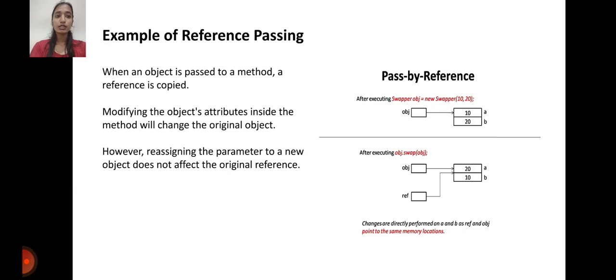Example of reference passing. When an object is passed to a method, a reference is copied. Modifying the object attributes inside the method will change the original object. However, reassigning the parameter to a new object does not affect the original reference.